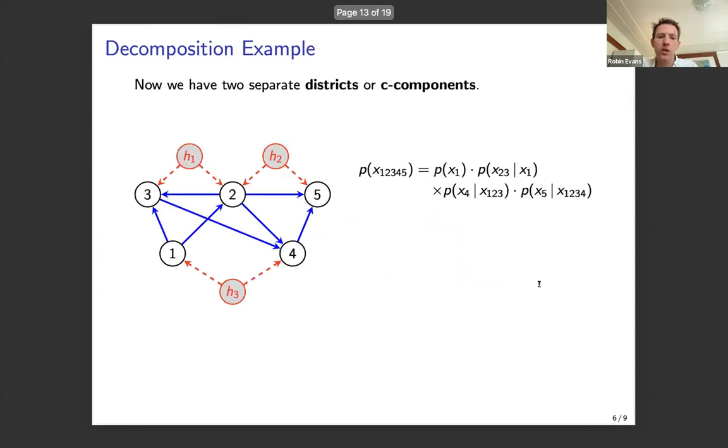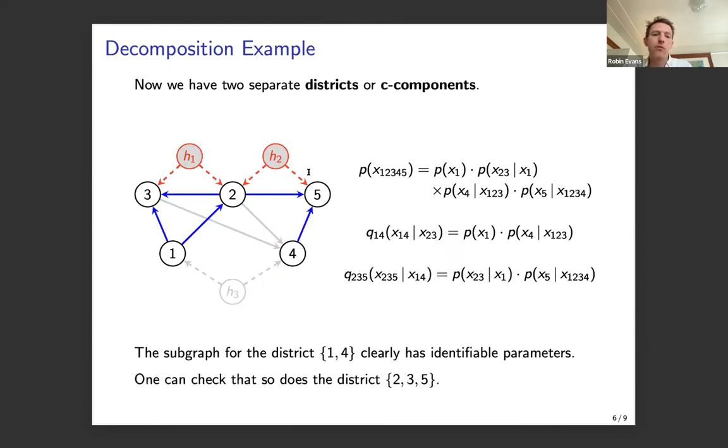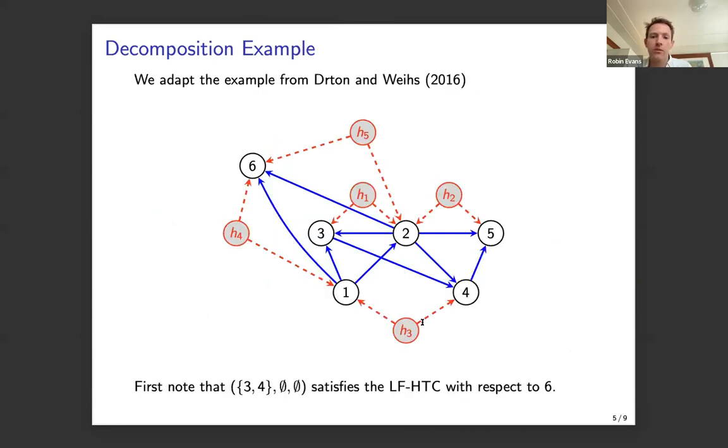Okay, so we can now just marginalize 6. Now we're in a situation where we do have two separate districts, so we can split the graph apart and consider the two districts separately. If we start with the district over 1 and 4, you can see pretty easily that everything is going to be identifiable in this graph. I'll just regress 4 on 2 and 3. In the other graph, you can also check that it satisfies the latent factor half-trek criterion with these two latents here. So this graph is not latent factor half-trek identifiable, but by decomposing it into separate districts, we are able to identify all the blue edges. So you get a bit more out of this method than you might immediately think.